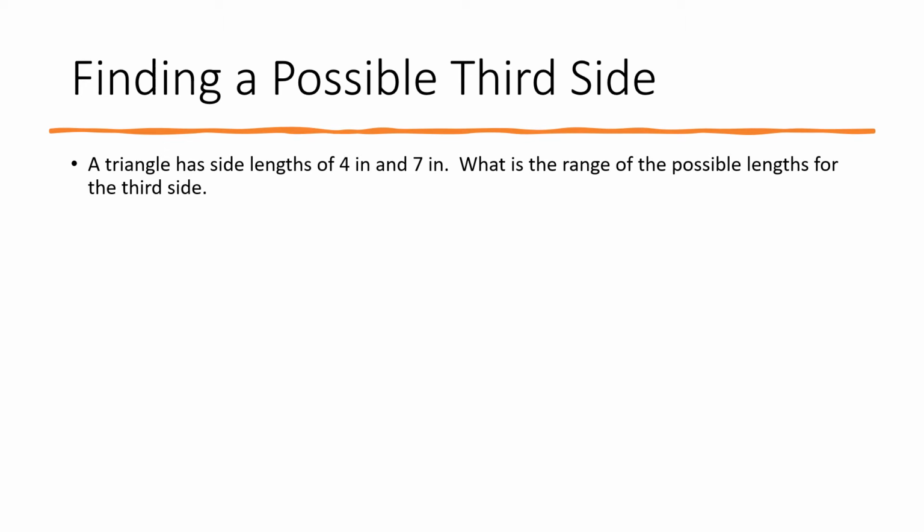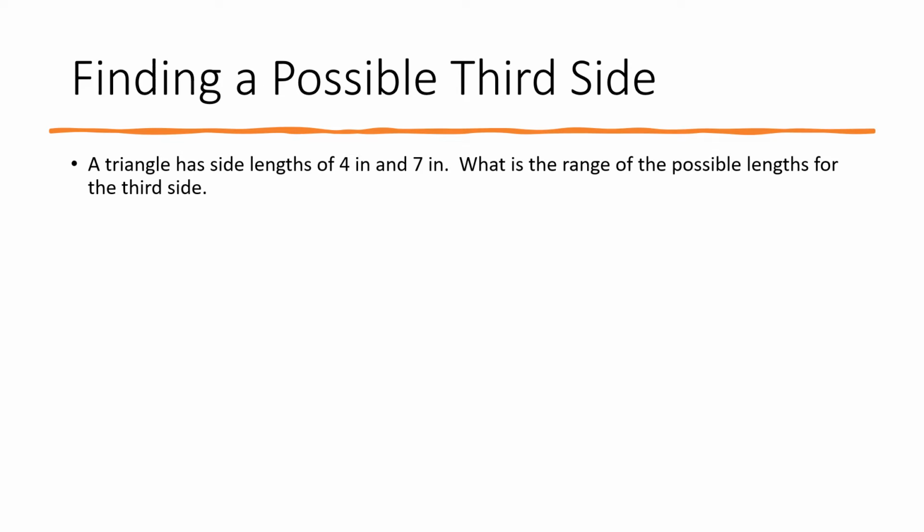If we know two sides of a triangle, the lengths of the two sides of a triangle, we can find a range of values for the third side. We need to keep in mind that the sum of the two shorter sides has to be bigger than the third side. So when we add the two shorter sides together, it has to be larger than the third side. So we have to look at two possible cases.